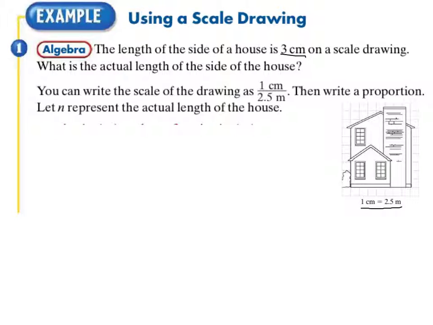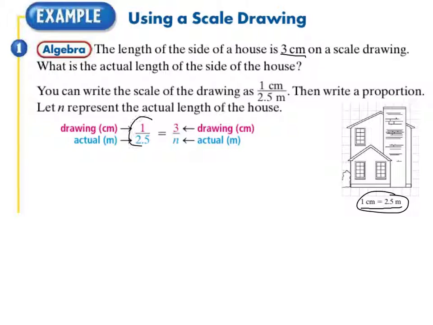So we can use that to write a proportion, or a ratio. You can write the scale of the drawing as 1 centimeter over 2.5 meters. Then write a proportion with the 3 centimeters we know and the amount we don't know that we're looking for, which is the actual length of the side of the house. So we're using our scale to create this proportion, then using the 3 centimeters and what we don't know to make our second ratio.